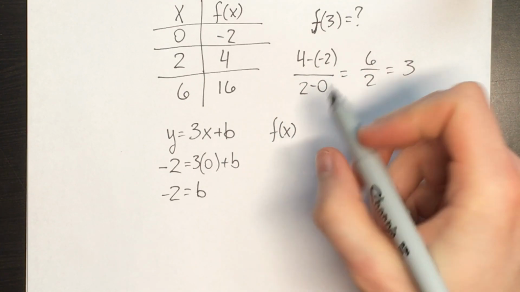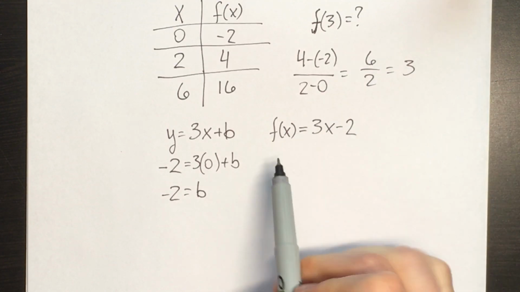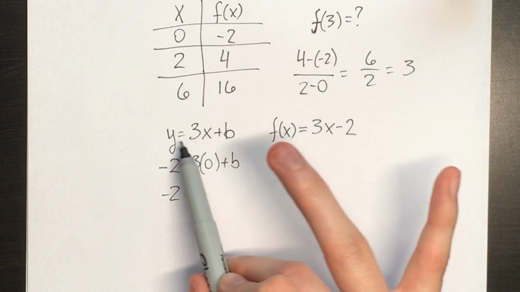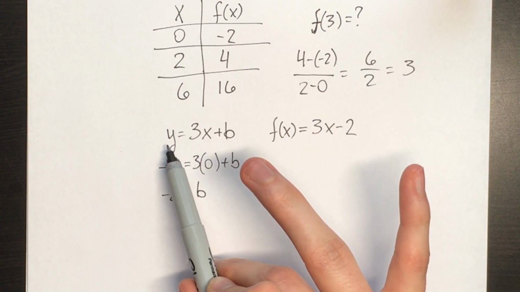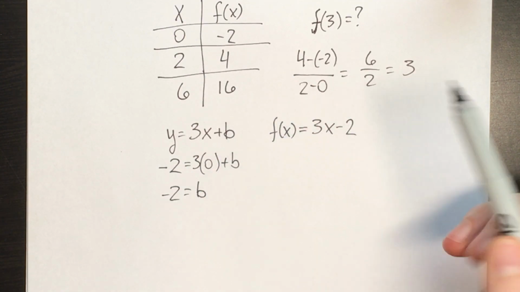You can write y, it doesn't matter. F of x is equal to 3x minus 2. We just figured out what our equation is by first finding the slope, then putting that into slope-intercept form, and then plugging in one of the points to figure out the intercept like this.